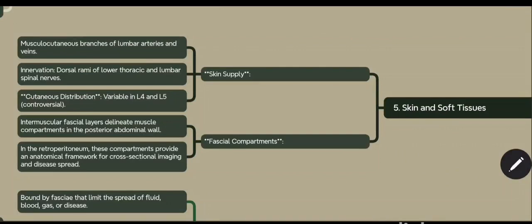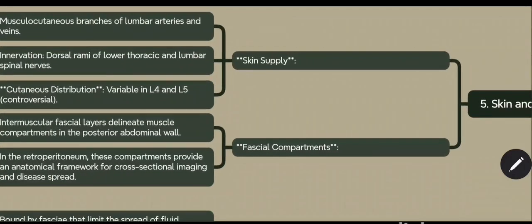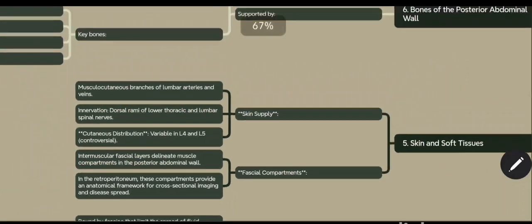The fascial compartments. The intermuscular fascial layers delineate muscle compartments of the posterior abdominal wall. In the retroperitoneum, these compartments provide an anatomical framework for cross-sectional imaging and disease spread. So to summarize again, the intermuscular fascial layers delineate the muscle compartments in the posterior abdominal wall.